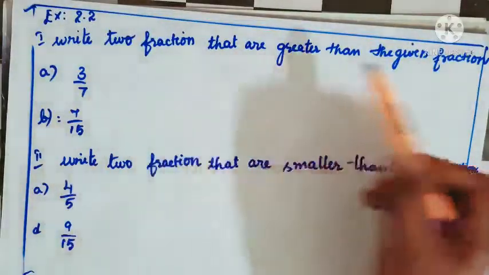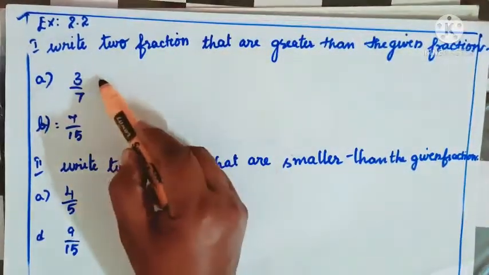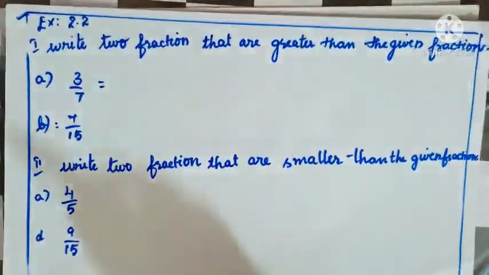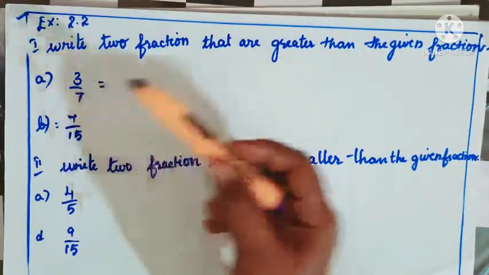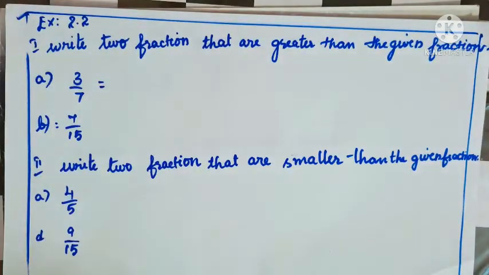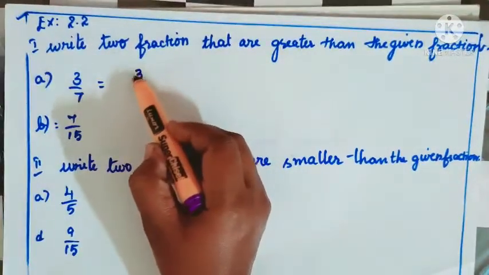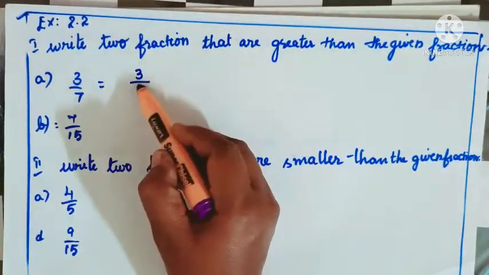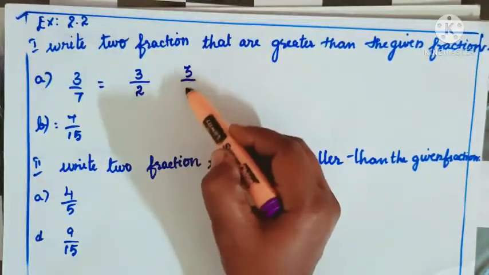Write two fractions that are greater than the given fraction. Here 3 by 7 is given. What can we write? The greater the denominator, the less the fraction, isn't it? So we can write a lesser number than that. So what do you write? I can write 3 by 2 and I can write 3 by 4.